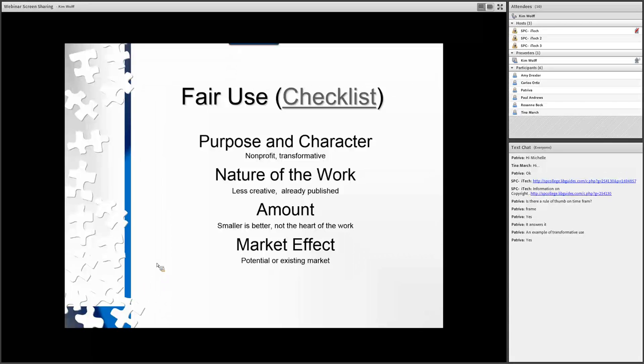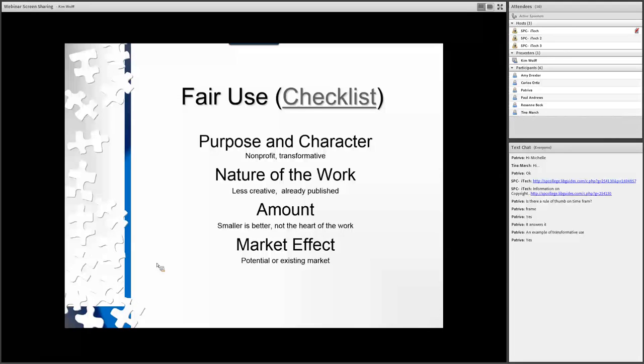These are good examples. I think, obviously, the more transformative or the more transformed the use is, the more it would weigh in favor of a fair use, because you are tailoring that use for your classroom or for your project.